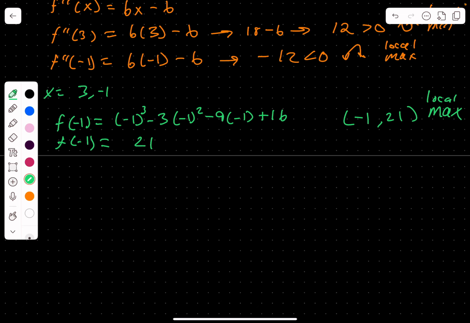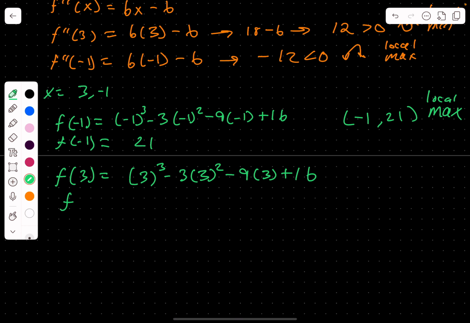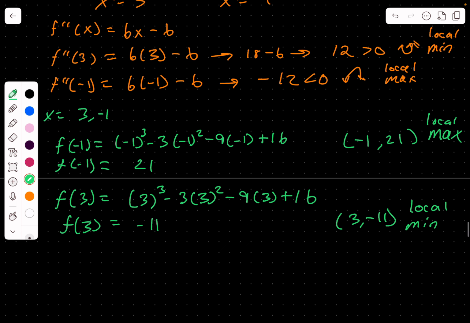Now let's do 3. We have f of 3 equals 3 to the third power minus 3 times 3 to the second power minus 9 times 3 plus 16. This is going to spit out a -11. Therefore, our coordinate is going to be 3, comma, -11. And again, this is our local min.